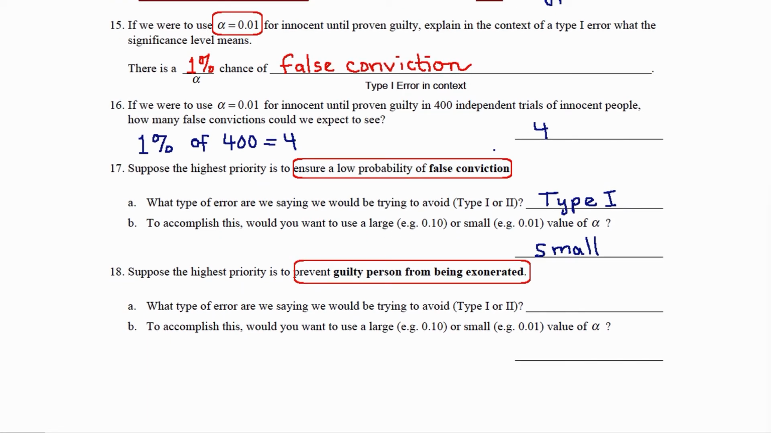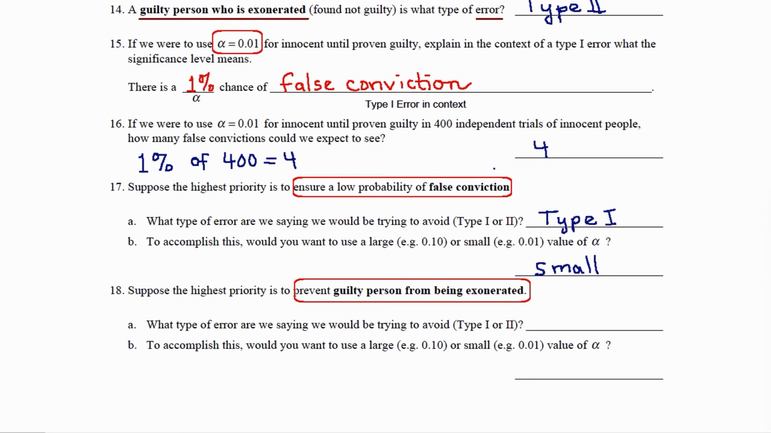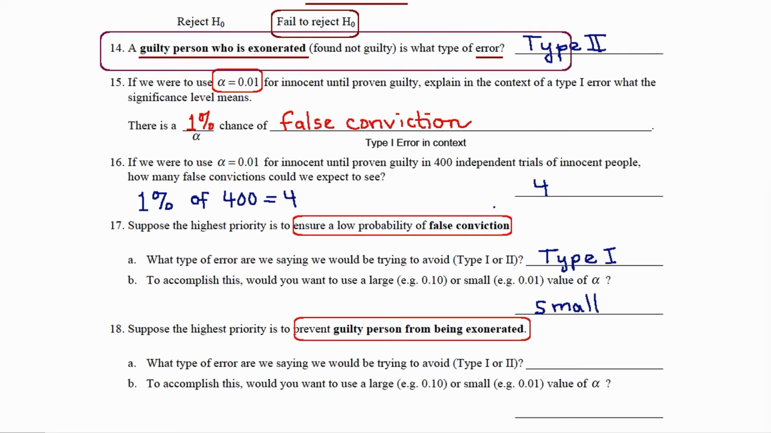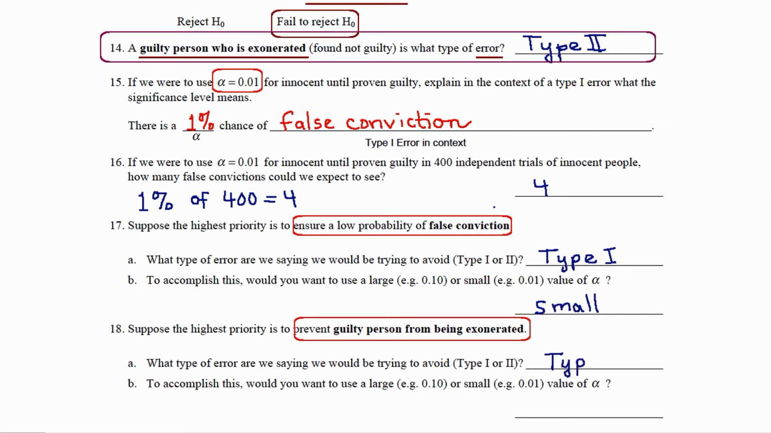Okay, and now looking at the reverse, if our highest priority is the opposite of this, preventing a guilty person from being exonerated, well, that's exactly what we already said was a type 2 error. Then what we are trying to prevent is type 2. The way we prevent type 2 errors is we make it easier to reject the null hypothesis, and in this case we would want a large value of alpha.